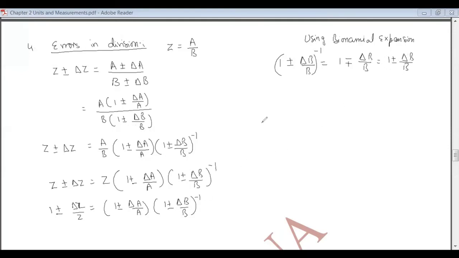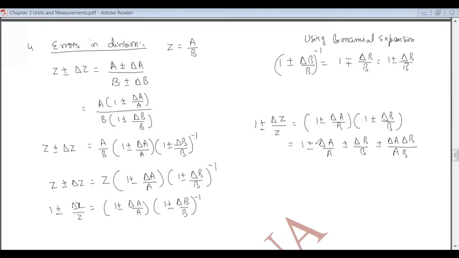Now substituting it here, what do we get? 1 plus minus delta z upon z is equal to 1 plus minus delta a upon a, and this term is again equal to 1 plus minus delta b upon b. Multiply the bracket terms. What do we get? 1 plus minus delta a upon a plus minus delta b upon b plus minus delta a into delta b upon ab. Okay, 1 you can cancel out from both the sides.